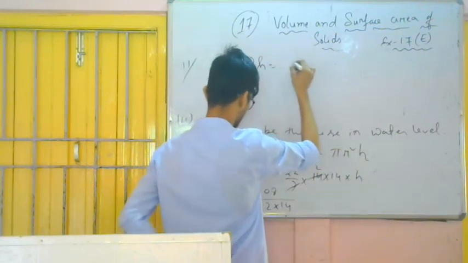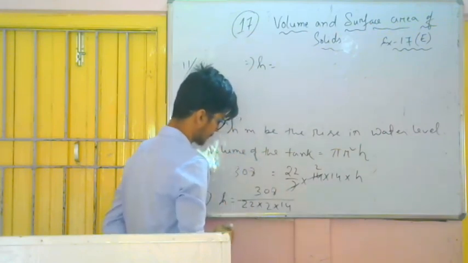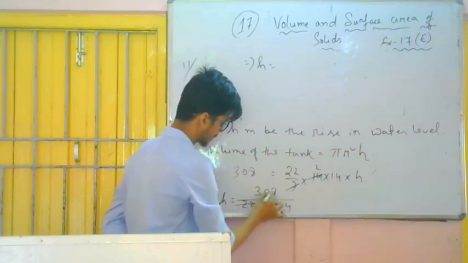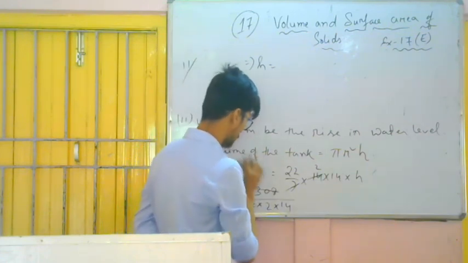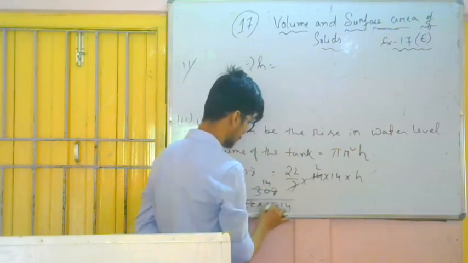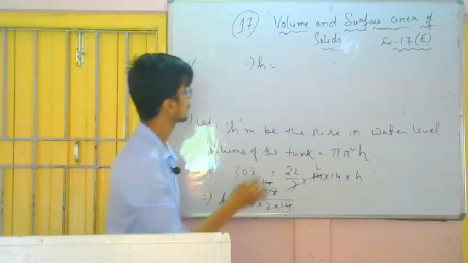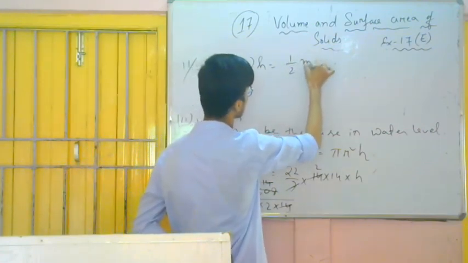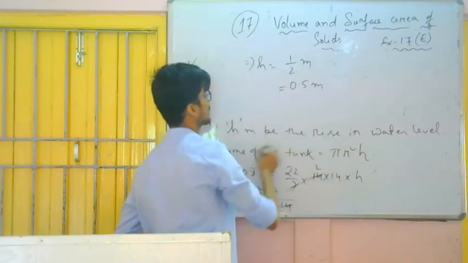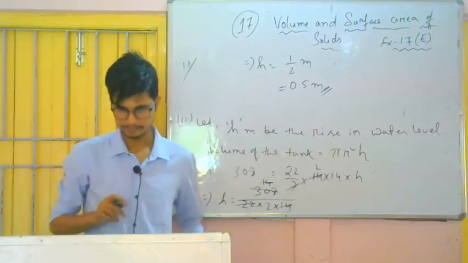Implies h is equal to, if I cancel it with 22, 22 1s are 22, then 8 left, 88, 22 4s are 88, cancel, so here only 1 by 2 left, which is equal to 1 by 2 meter, 0.5 meter. If you want to convert it into centimeter, you can convert it, we can keep it here, 0.5 meter.